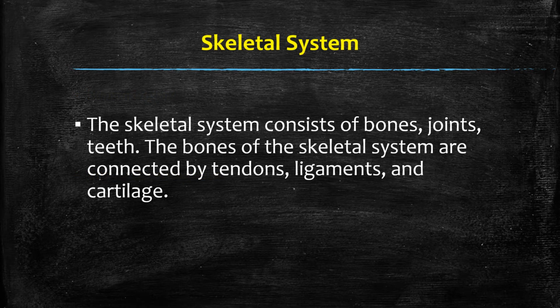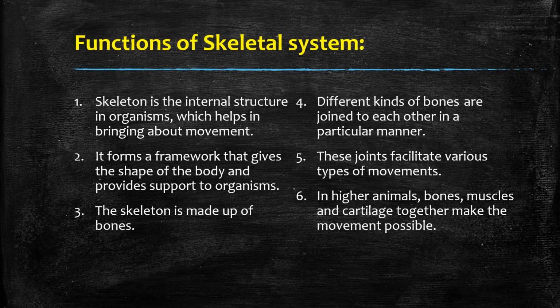In this lesson, we'll study about skeletal system. The skeletal system consists of bones, joints, teeth. The bones of skeletal system are connected by tendons, ligaments and cartilage. Now let's discuss about functions of skeletal system.